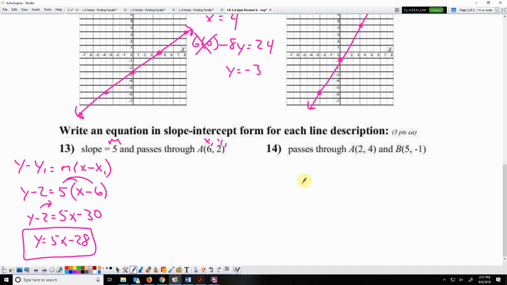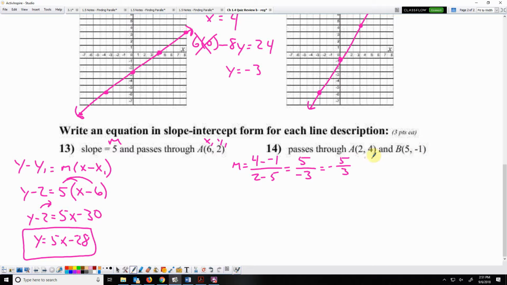On 14, we have to find the slope. That's y minus y over x minus x. 4 minus negative 1 is 4 plus 1. 2 minus 5, negative 3. So the slope is negative 5/3.